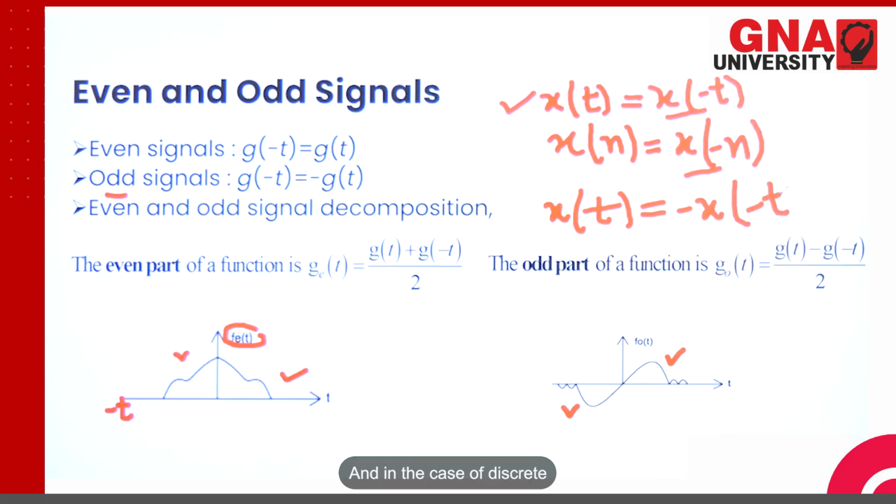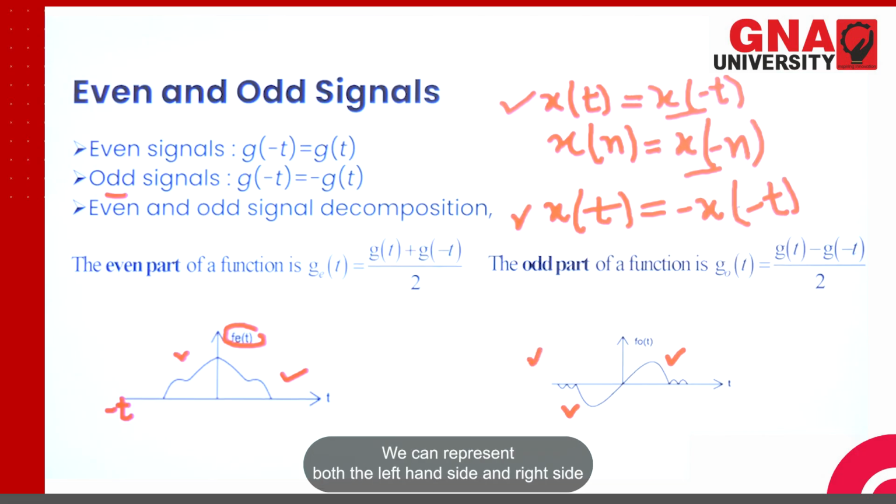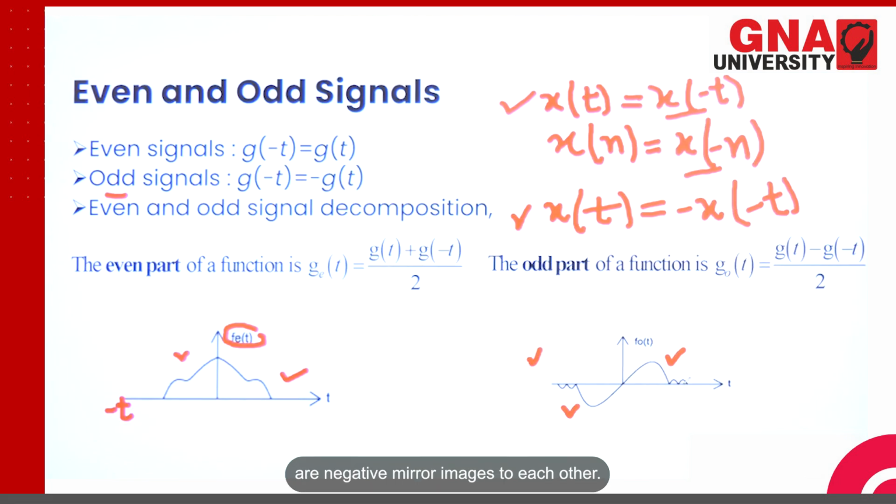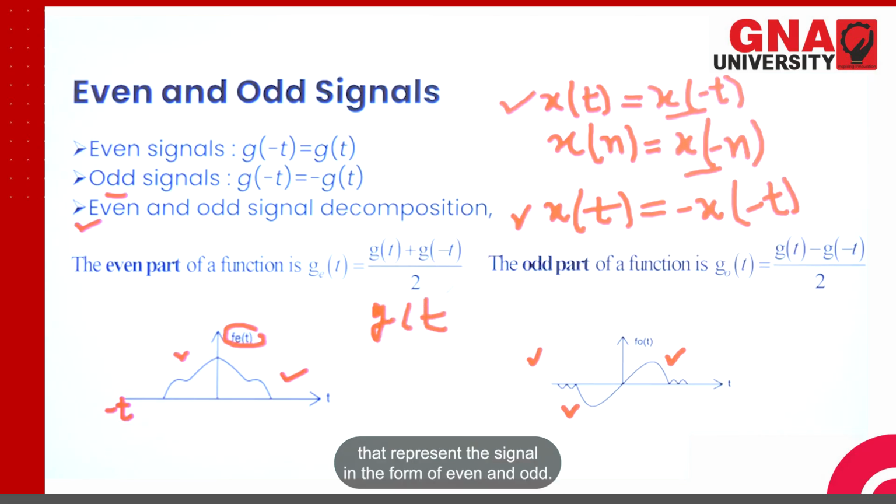And in the case of discrete, instead of t we have to write n. So as per this condition or this figure, we can represent that the left hand side and right side are negative mirror images of each other. So we can also take one signal. Let us suppose we have a g of t, a total signal. We can split this total signal into even and odd parts.